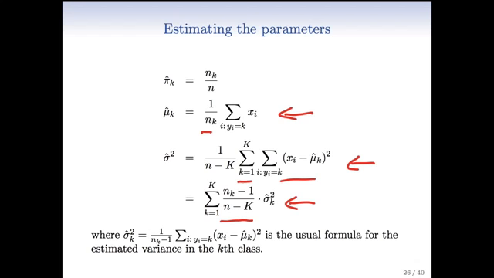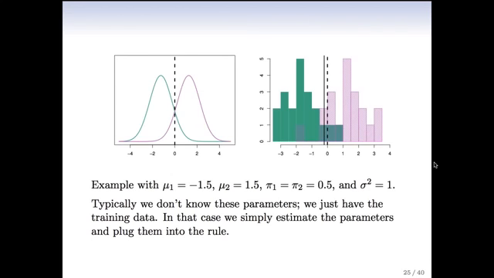Okay. So there we have it. Those are the formulas. You plug those back in, and you'll now get an estimated decision boundary. And instead of being exactly 0, in this case, it's slightly to the left of 0, but pretty close.